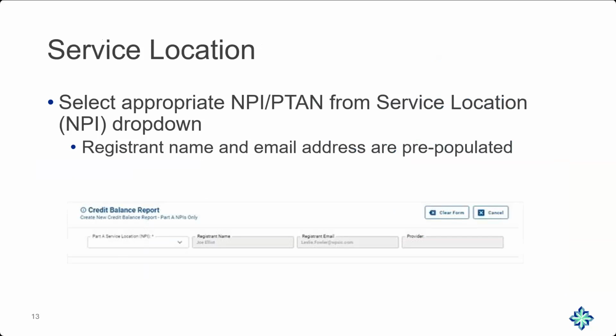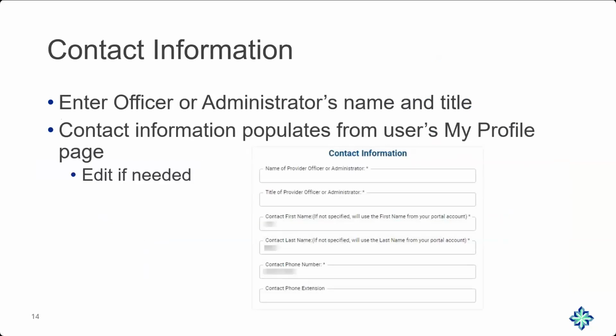Once again, the credit balance feature is available to Part A providers. So if you have access to Part A and Part B NPIs, if you select a Part B NPI, then you'll receive an error message reminding you that this is a Part A function only and to choose a different one.